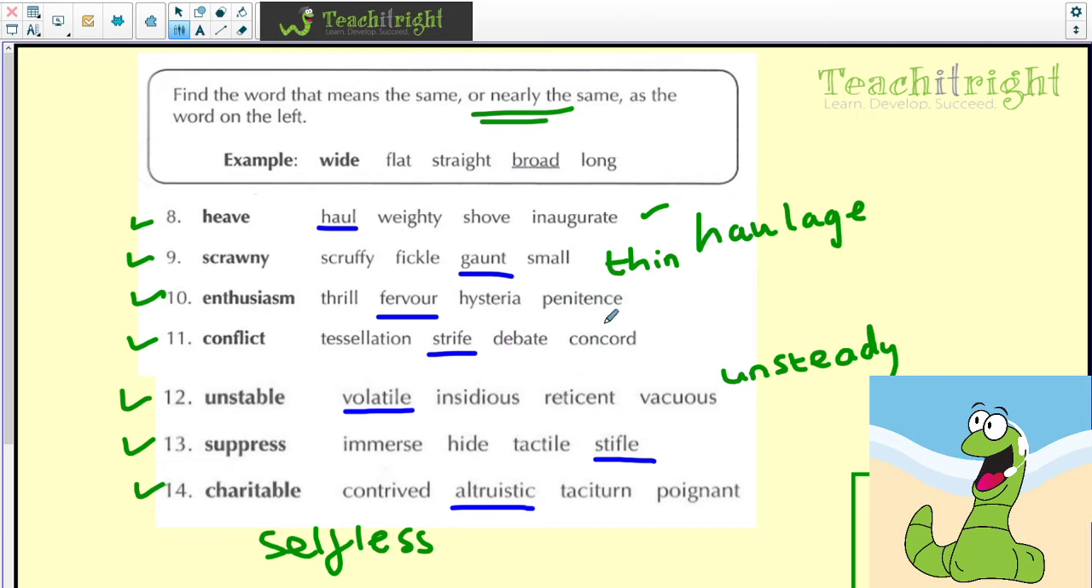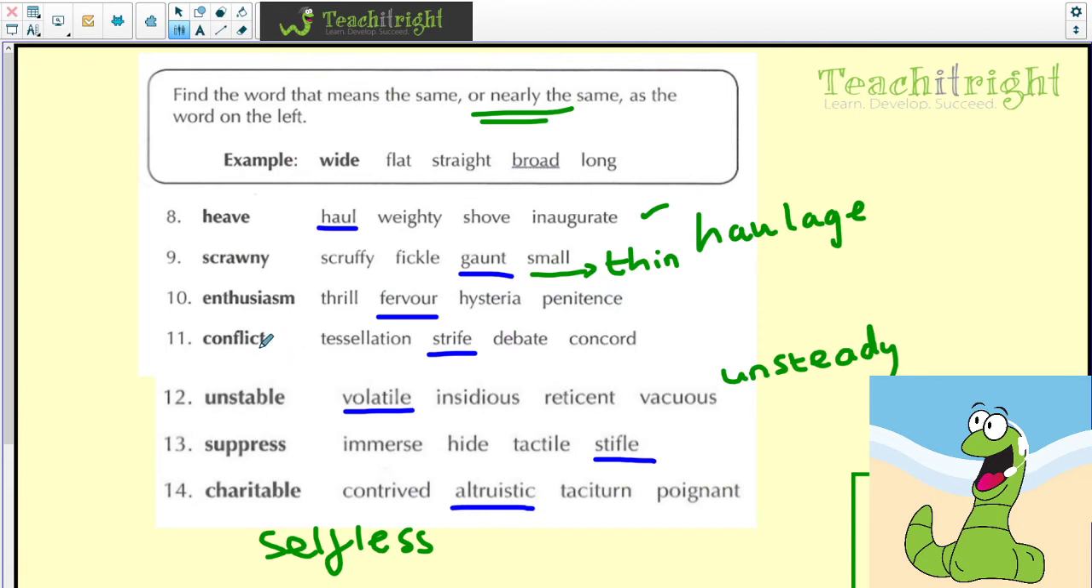Let's go and have a look now at the first synonyms in this test. Now, we've got some words here that hopefully give you a few extra definitions that you can easily scribble down in your books. So, let's just have a little look through. Heave and haul. You may have heard of haulage. If you heave something, you haul it. So, moving it from one place to another, or sort of lifting. Scrawny and gaunt. If you're gaunt, you're sort of thin, sort of gaunt in the face. Enthusiasm and fervour. That means to be eager, to be keen. Conflict and strife. Those words would be synonyms of each other.